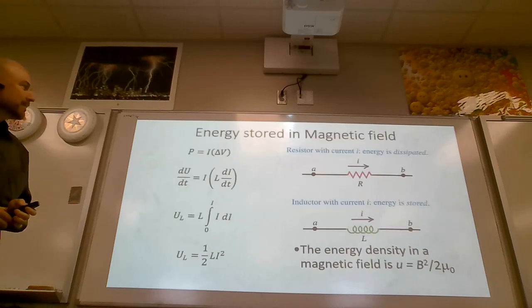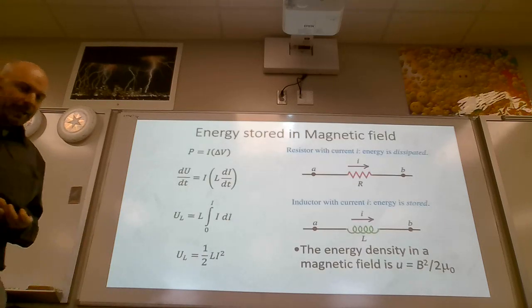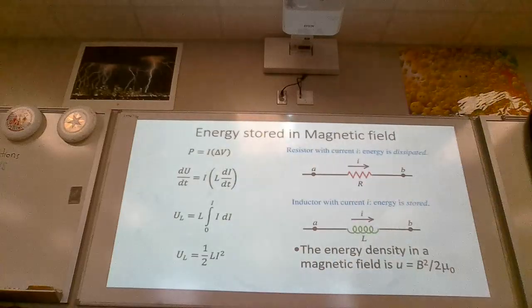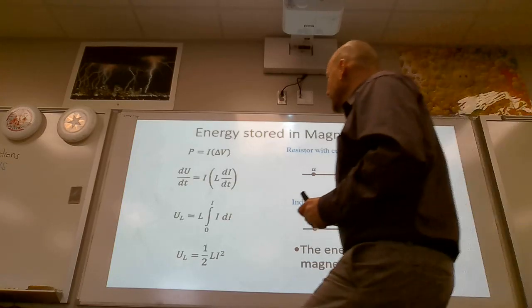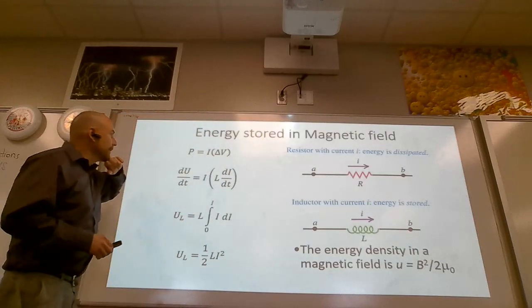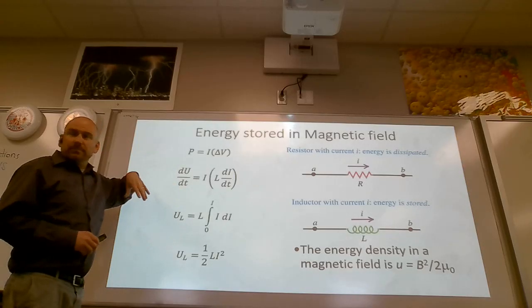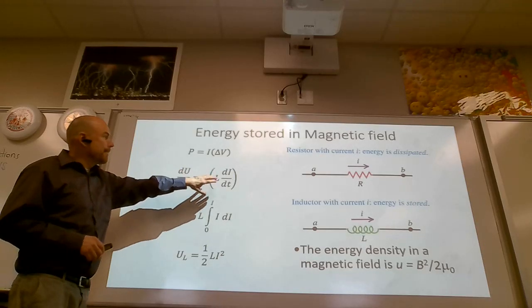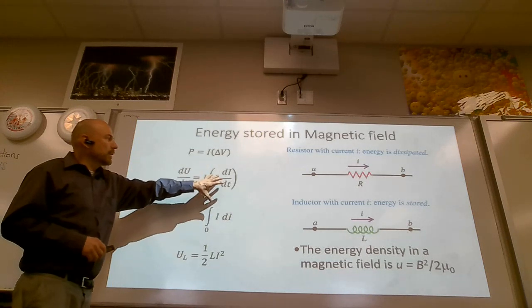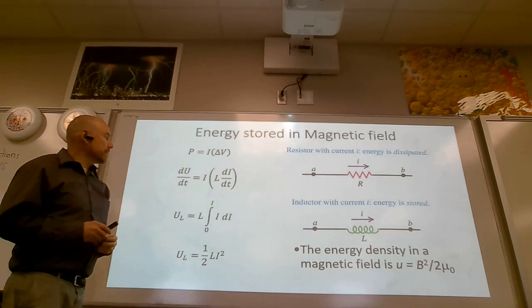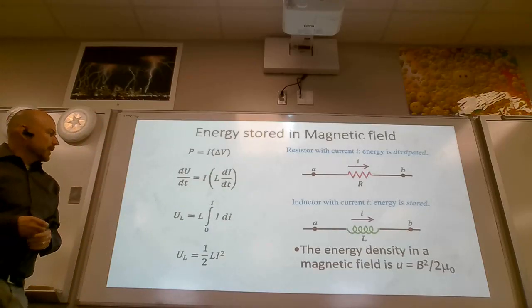Okay. All right. So this idea that energy is stored in a magnetic field. Okay. This is similar to the energy stored in an electric field with a capacitor. So power is equal to current times voltage. And power is just the rate of change of energy. And the voltage of an inductor is L times the derivative of the current.